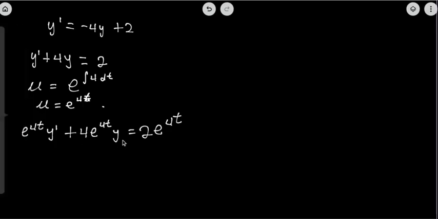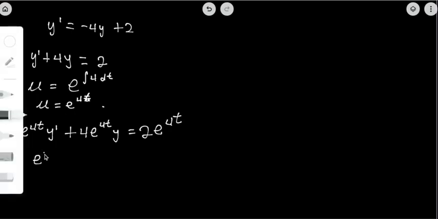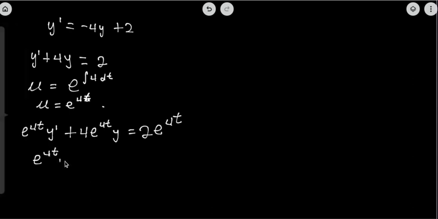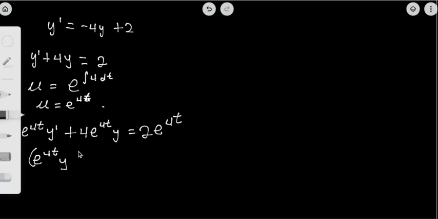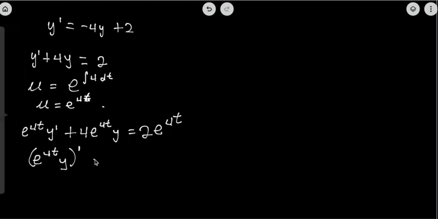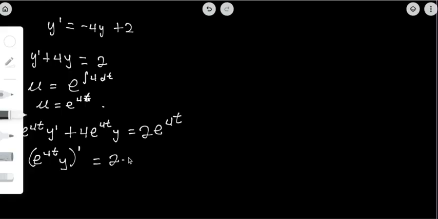And by now we should be familiar with this expression. It is going to be the integrating factor, which is e to the power 4t, multiplied by the dependent variable y. Then we take the total derivative of it. This should be equal to 2e to the power 4t. Are we okay with this one? Yes. Okay.